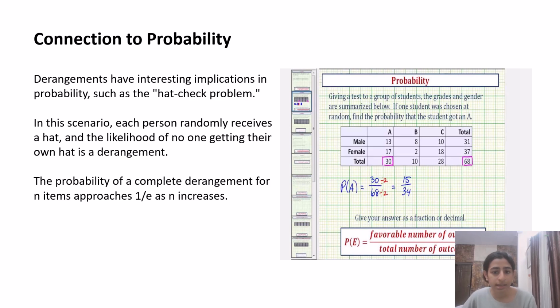Here, let us look at an example. Giving a test to a group of students, the grades and gender are summarized below. If one student was chosen at random, find the probability that the student got an A. Here we have the table: male, female, and the total number of students. P(A) equals 30 divided by 68, since the total is 68, which is equal to 15 by 34. P(E) equals favorable number of outcomes divided by total number of outcomes.